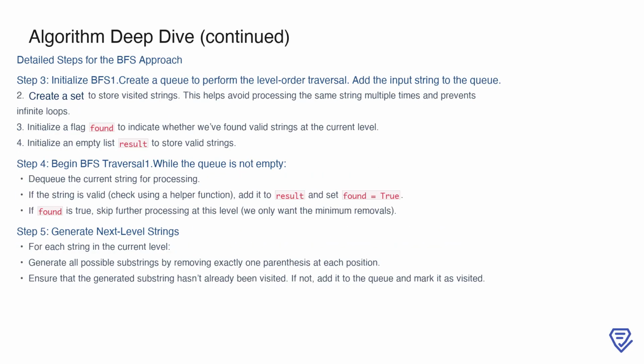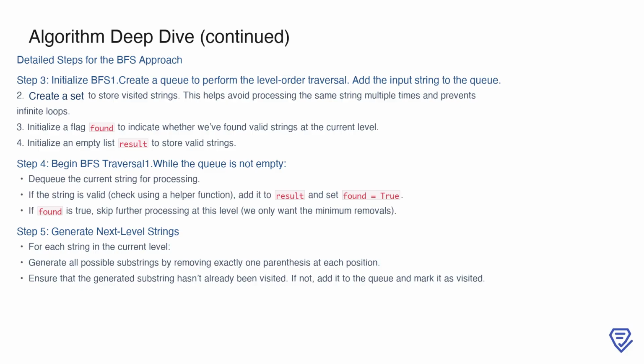The BFS approach begins with initialization. First, we create a queue to manage the level order traversal of strings, and we start by adding the input string to this queue. Next, we use a set to track visited strings, which prevents duplicate processing and ensures efficiency by avoiding infinite loops. We also set up a flag called found to indicate whether we have identified valid strings at the current level of BFS. Alongside this, we prepare an empty list called result, which will store all valid strings once they are discovered.